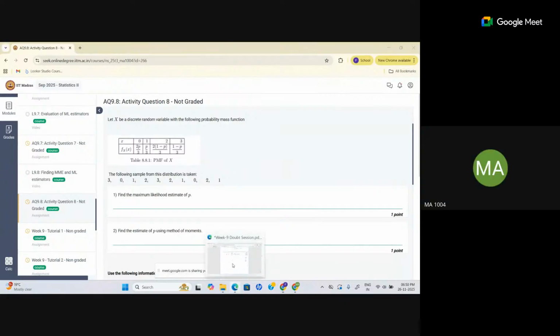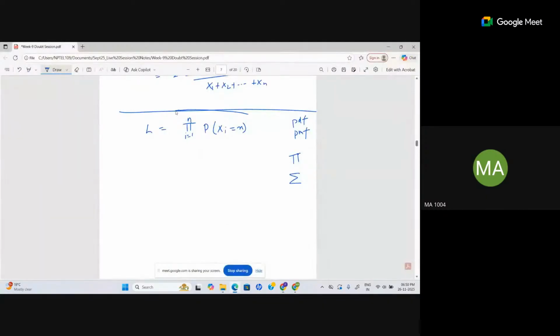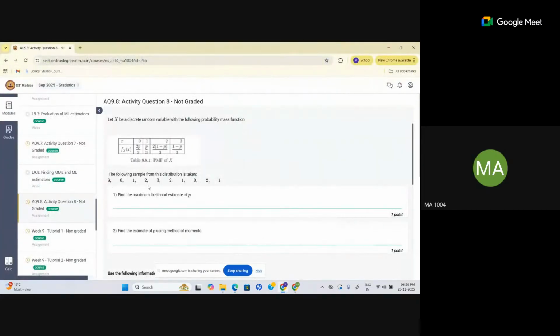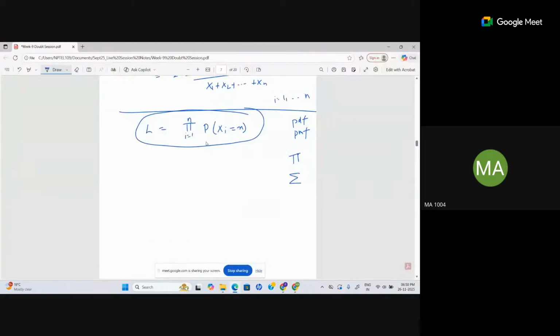What are we doing in this? We have a sample, i going from 1 to n. The sample points are given to us, so for each sample point you have to multiply the probability. Is this clear? Yes, ma'am. For every occurrence, we have to multiply, right? Yes.